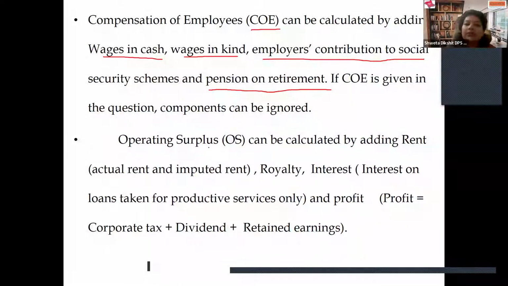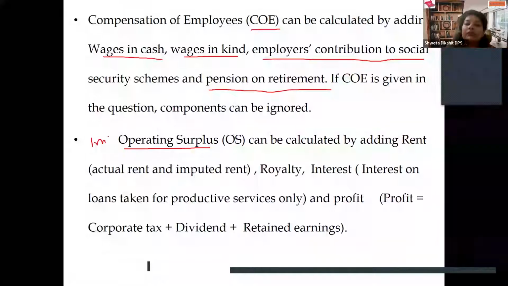Now comes operating surplus. Children, this can sometimes be an independent question, so this is very important. Generally, operating surplus or OS is asked as an independent question in 1-mark, 2-mark, and 3-mark questions. What does operating surplus include? It includes three things. The first is rent, which can be actual rent or imputed rent. It is royalty. It can be interest.